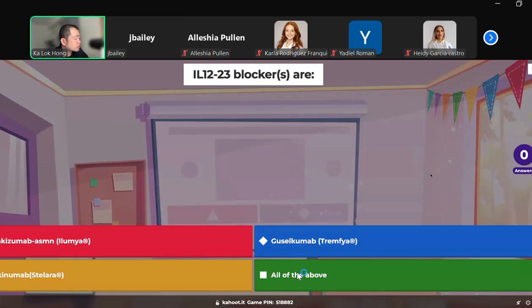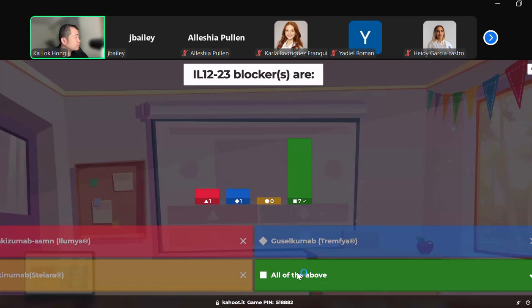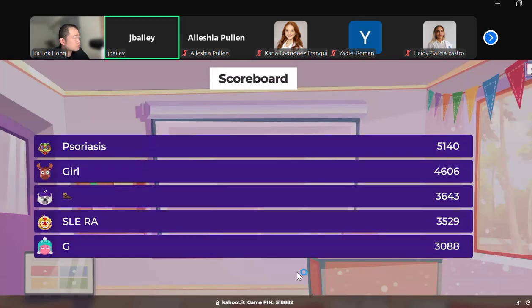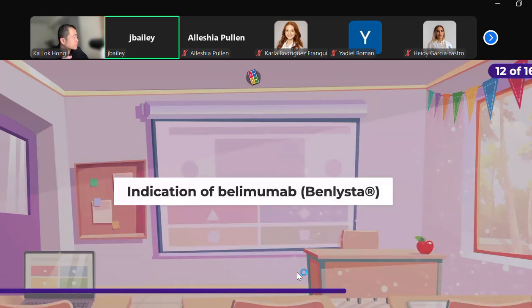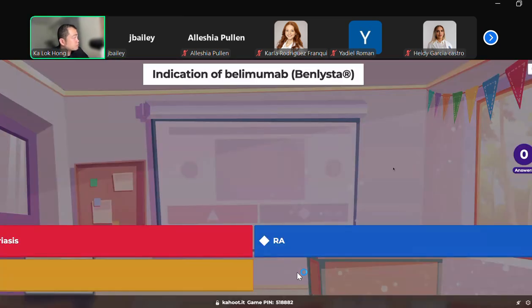IL-12, 23 blockers. Are they used for psoriasis? No. All of them, yes, all of them. Yes. Adalimumab and Belimumab.